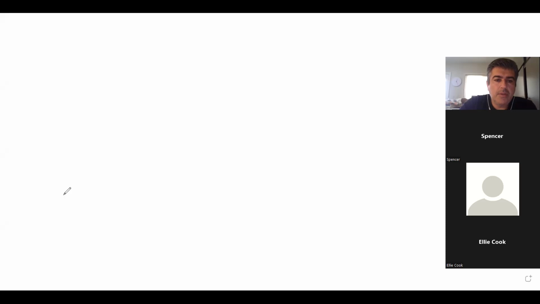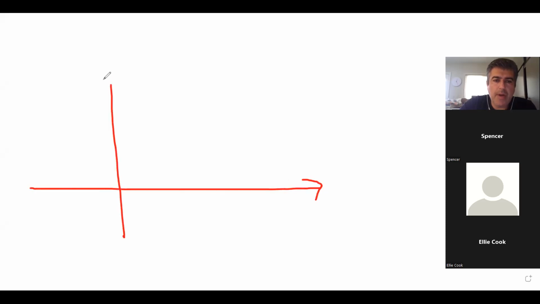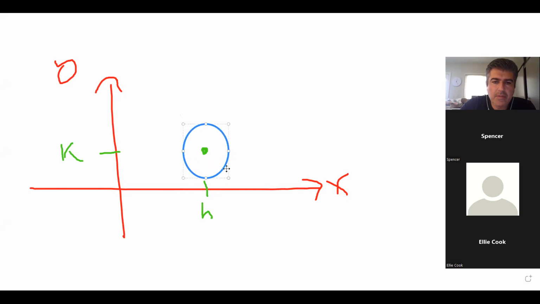So here we have a coordinate plane, x, y, right? X, y axes. And let's say this is h, and let's say this is k. And then say I've got a circle. Let me shift things around a little bit.